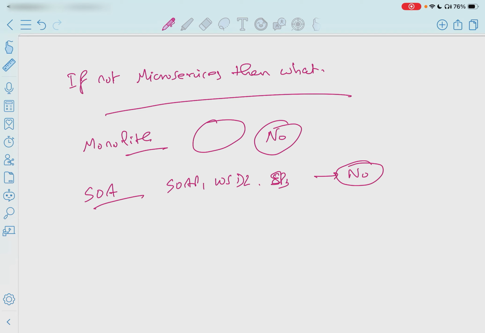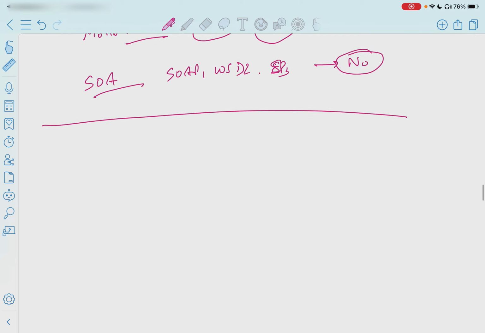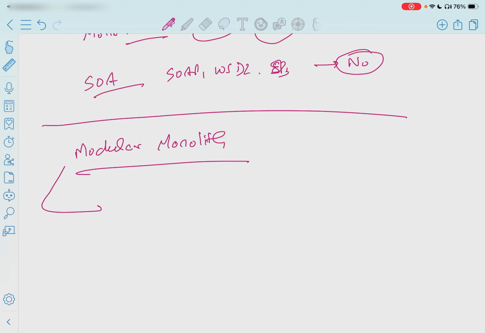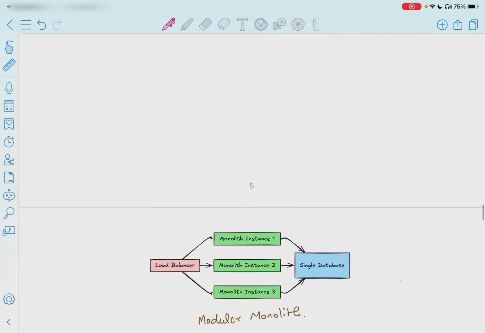So what is the option? Do we have a middle ground here? Yeah, we do have a middle ground. The solution is to go for a modular monolith. But there is a parallel option, which is distributed monolith. I would say never go for distributed monolith. We already know what a monolith is, right? Now we have to understand what a modular monolith is and what a distributed monolith is. Okay, let's try to understand this.